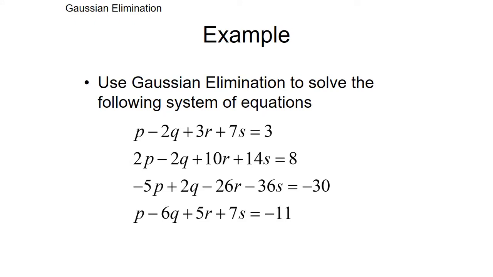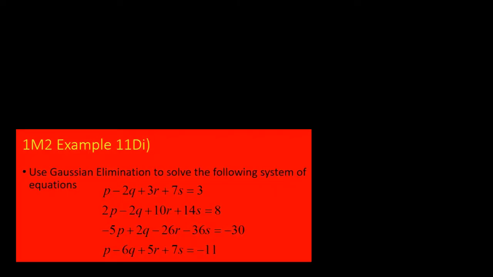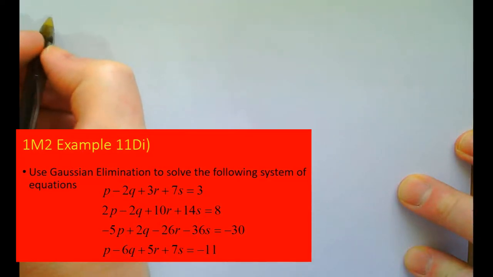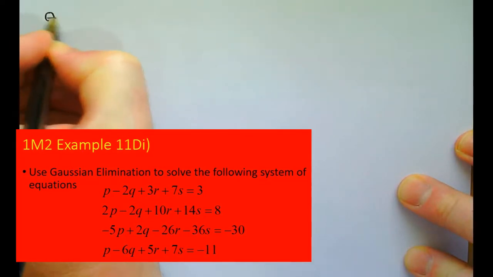Let's now have an example. Let's solve the following system of 4 equations in P, Q, R, and S. We'll solve them using Gaussian elimination. The first stage is to form the augmented matrix.